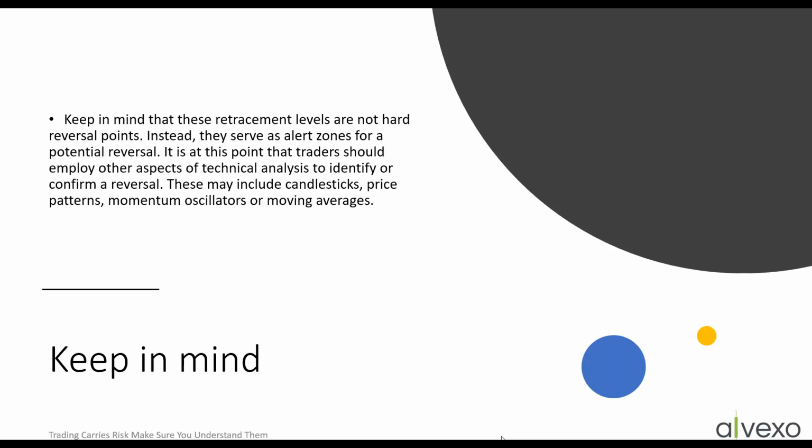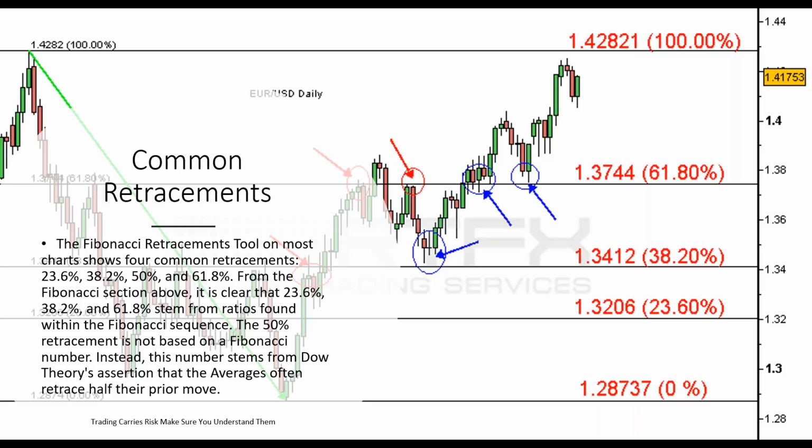The Fibonacci tool on most charts shows 4 common retracements. The 23.6, which we consider a very shallow retracement, the 38.2 and the 61.8, which stem from ratios found within the Fibonacci sequence. The 50% retracement level is not based on Fibonacci. Instead, this number stems from Dow theory's assertion that the averages often retrace half of the prior move.